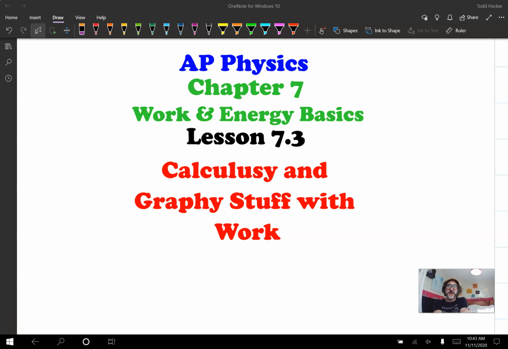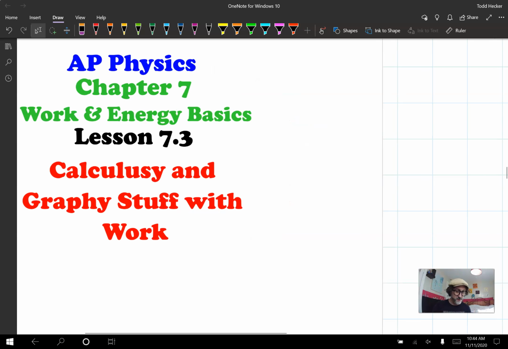What we're going to learn about today is how you deal with calculating the work done by a force if the force isn't constant. In video 7.2, in the last video, and on the homework, we really focused on the fact that as long as your force is constant, there are 4 ways that you can calculate the work. Here's what we learned.